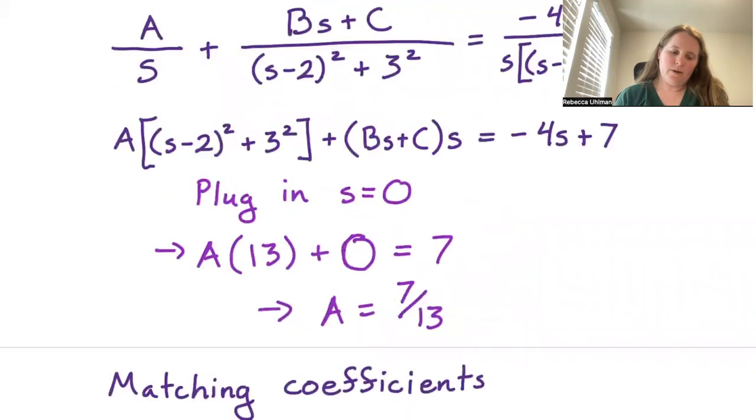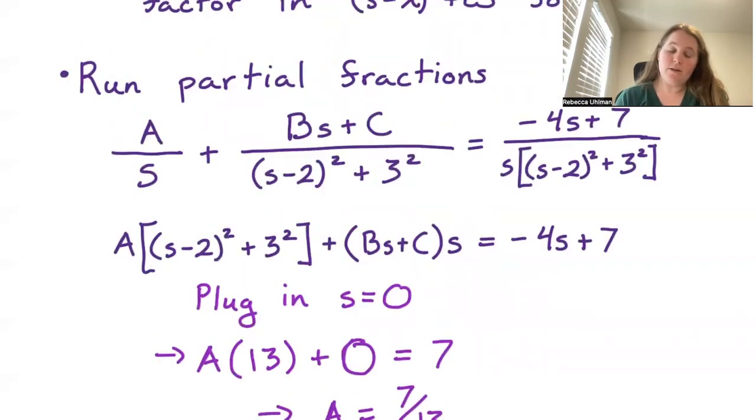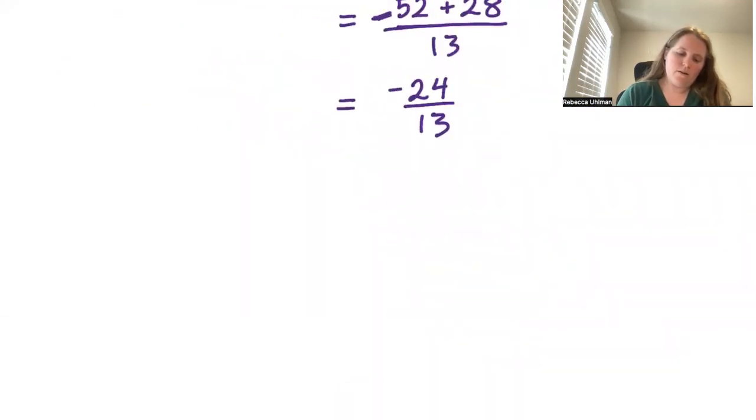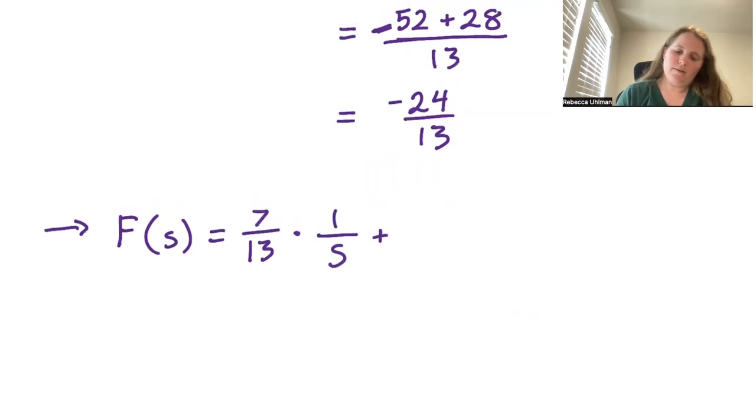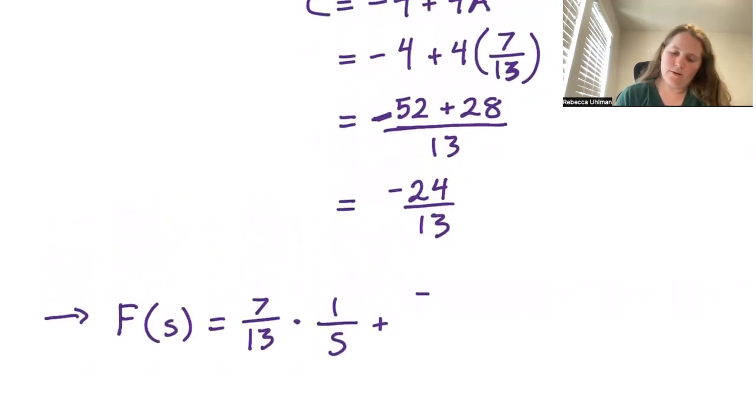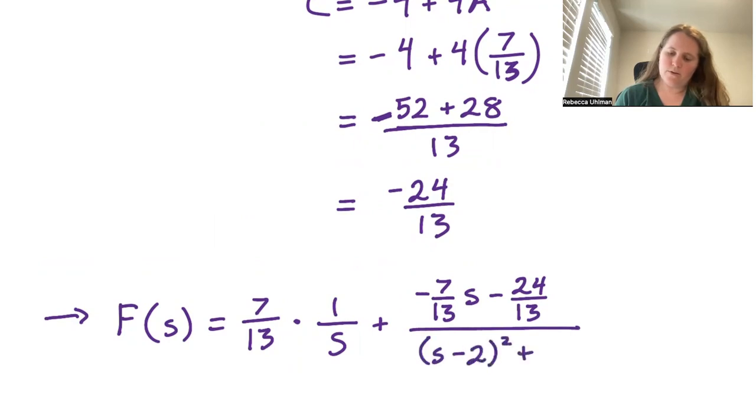So going back to what we were starting with, we had a over s plus bs plus c over s minus 2 squared plus 3 squared. This was our f of s. So we have that f of s is equal to 7/13 times 1 over s, plus we have a negative 7/13 times s minus 24/13, all over s minus 2 squared plus 3 squared.